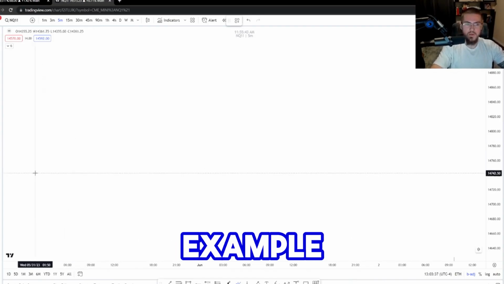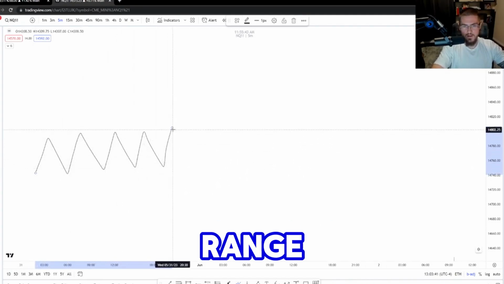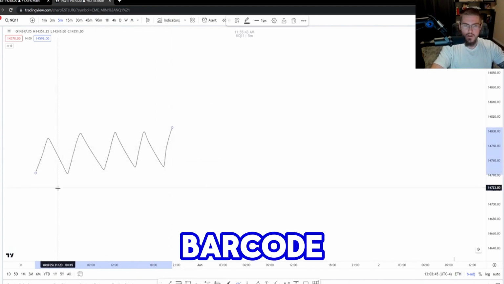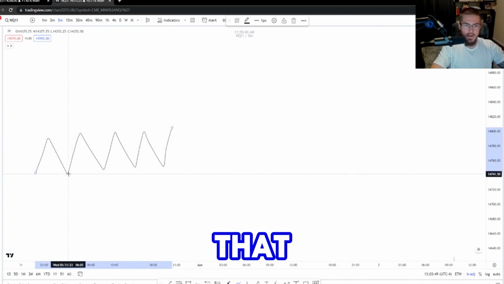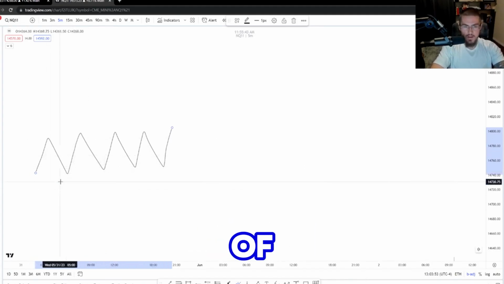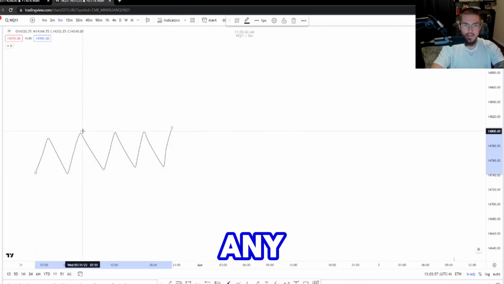So, for example, if there's accumulation, it's usually going to be a sideways range, but sometimes it's not as clear as this. It's not just some picture-perfect barcode, but you're basically just looking for liquidity to accumulate. That can be in the form of a pattern. It can be in the form of equal lows. It could be one low. It could be time-based lows. It's just any area of liquidity.